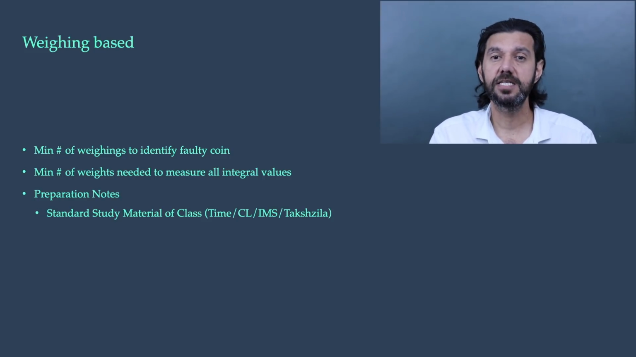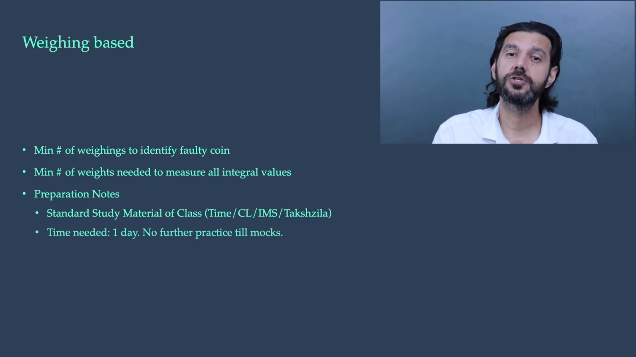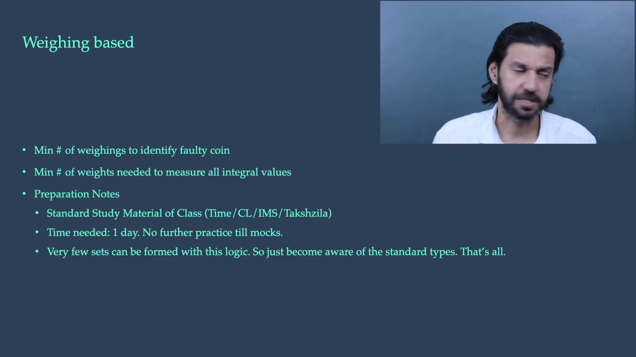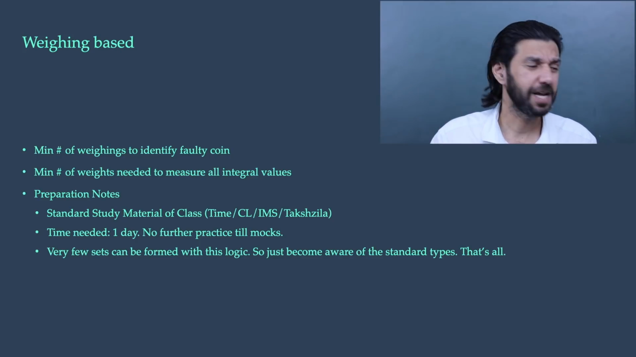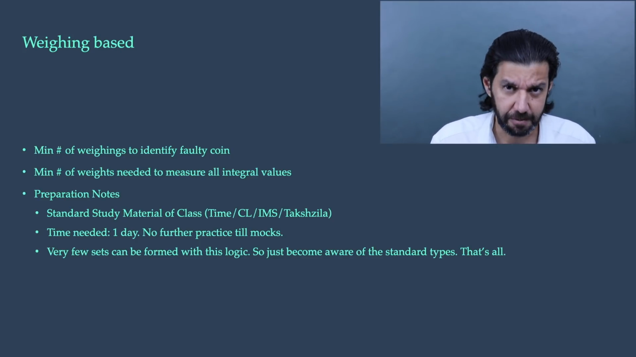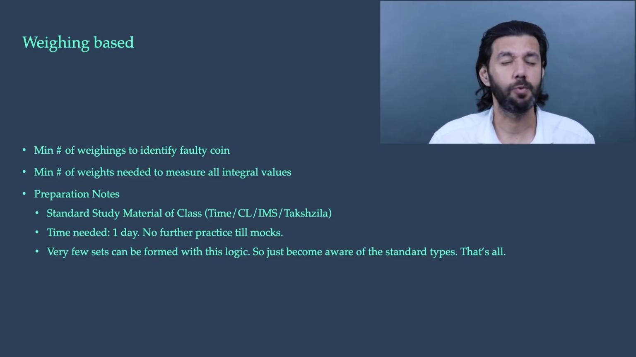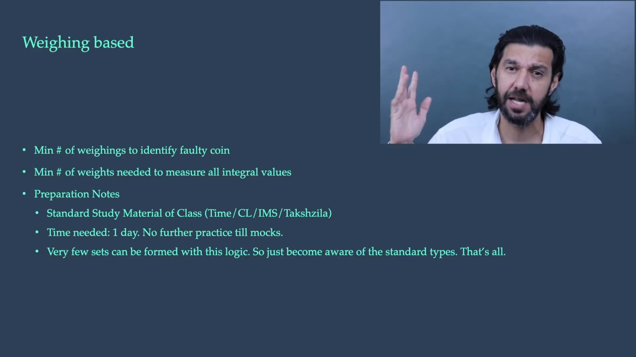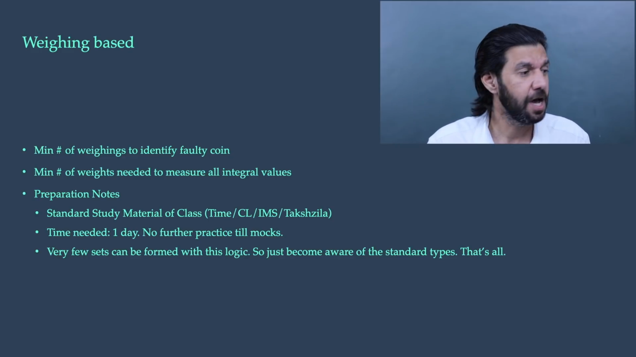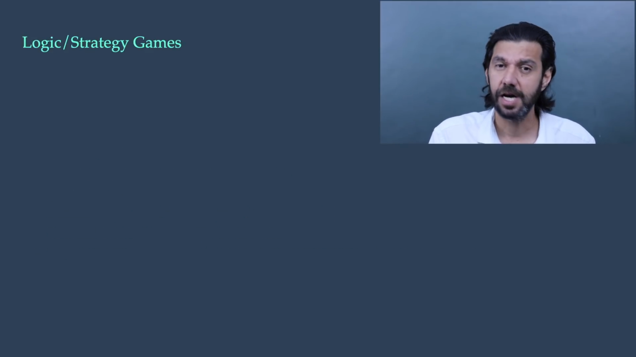What are these types? Minimum number of weighings needed to find a faulty coin, or minimum number of weights to measure every integral value. That's about it, students. Thankfully, there are not very many questions that can be formed with this logic. It's not very relevant in CAT. Once in a while, maybe a question type might come in. So you just need a day. Get familiar with the standard variety, and that's it.